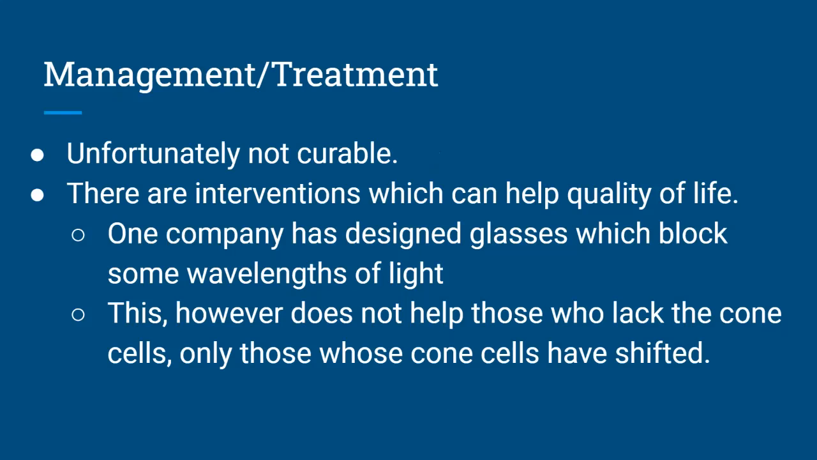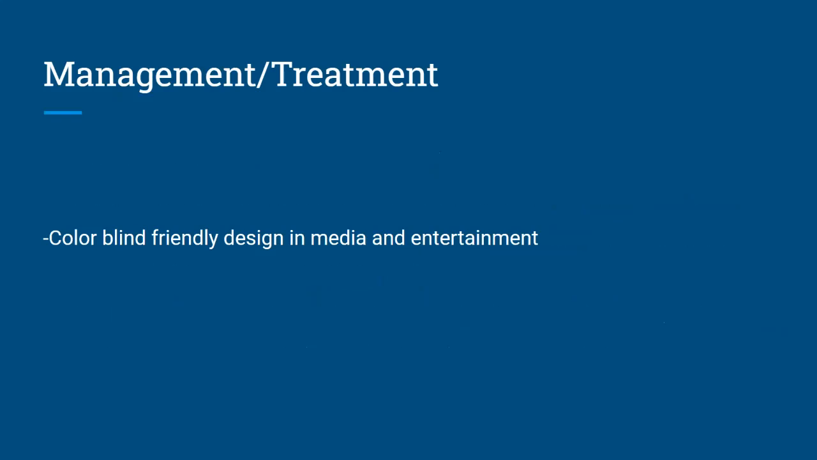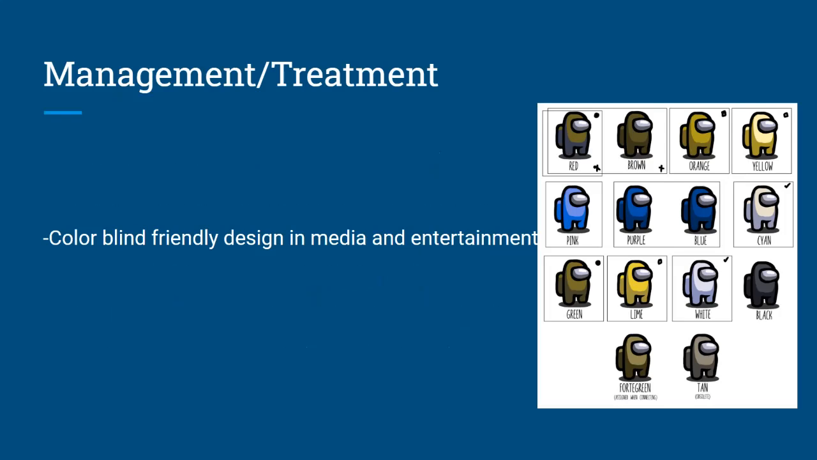Inherited colorblindness is not treatable. However, there are methods of dealing with the disease and making things easier. A company makes special glasses which can help those whose cone cells have just shifted, not those who lack the cells. And then colorblind friendly design in media and entertainment, such as these colors for the game Impostor.